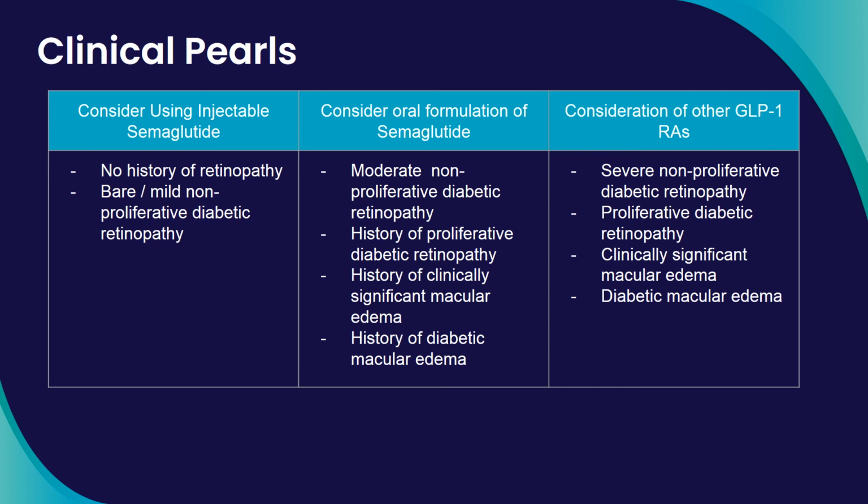Other GLP-1 RAs besides semaglutide should be used in those with severe non-proliferative diabetic retinopathy, proliferative diabetic retinopathy, clinically significant macular edema, or diabetic macular edema. Dulaglutide should not be considered as an alternative agent when semaglutide is not used due to patient-specific retinopathy history.